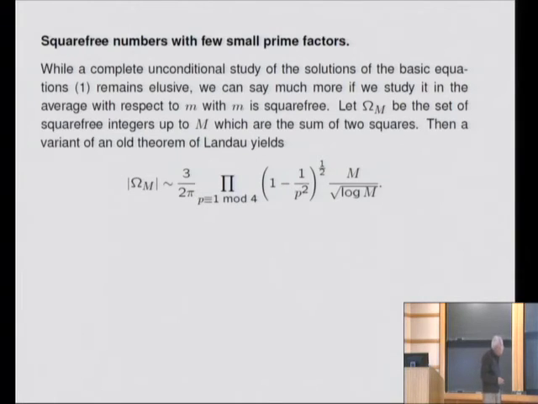It's not entirely trivial. And n will be square free. So you want to count the number of square free integers up to m that are a sum of two squares. There's an old theorem of Landau, I think 1910, which counts the number of integers which are a sum of two squares, and it's a certain factor times m over square root log m. So you say, well, with squarefree, then the density is 6 over pi squared, so the constant should be 6 over pi squared times Landau's constant. The answer is no, it's not that constant. So you have to be a little careful with this type of inference. And this is the correct constant for this number.